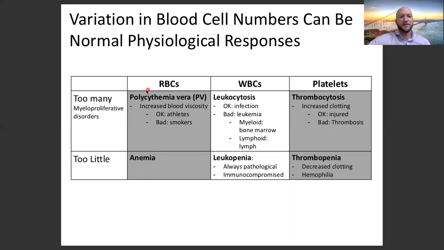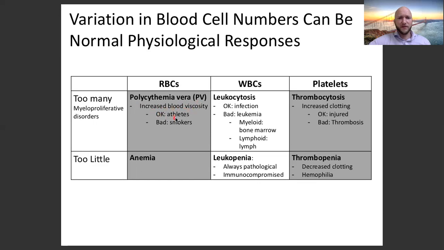If a patient has too many red blood cells, as with polycythemia vera, you can have an increase in blood viscosity. Now, when you have an increase in blood viscosity, your blood is thicker. It's like drinking a milkshake through a straw compared to drinking water through a straw. When your blood is thick, it makes your heart work harder. So it can be tough on your heart. It also increases your odds of having clotting issues, of thrombus.